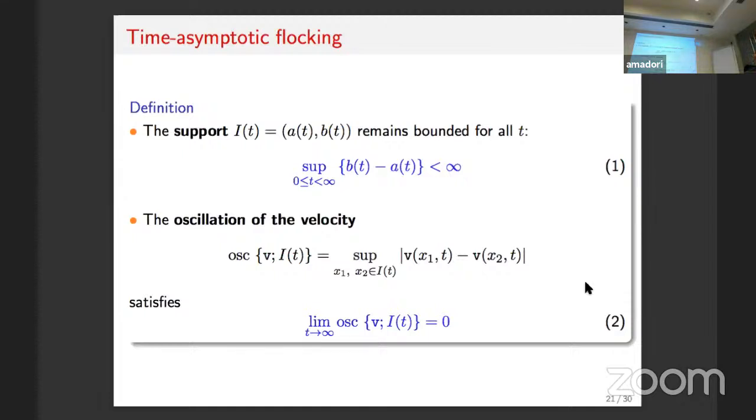What we will require is that the support of our solution at time t remains bounded, meaning that the supremum over all times of the length of the interval I(t) is less than infinity. And also we require that the oscillation of the velocity, the difference between two different points of the interval, satisfies that the limit as t goes to infinity is 0. These are the two assumptions that we require to define this time-asymptotic plateauing.